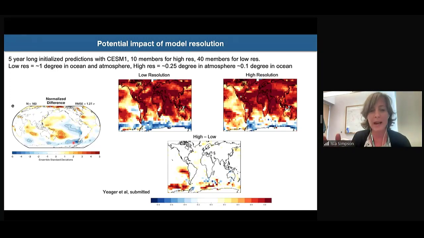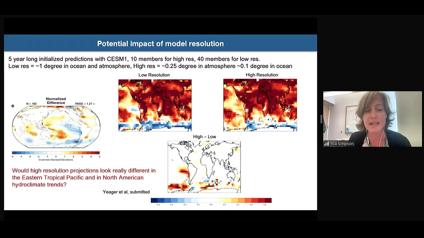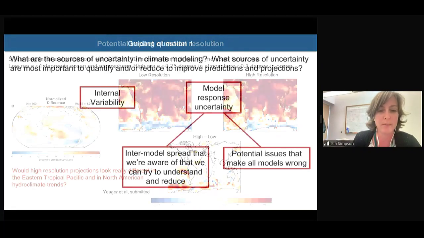So I don't want to make any firm conclusions here, but I think there's a lot more to figure out. And there's a chance that as we move towards higher and higher resolution, we might start to see our forced climate change signal really deviating from the lower resolution models. And then we have the question, what would it look like if we did all of our future projections with these kinds of moderately higher resolution models?